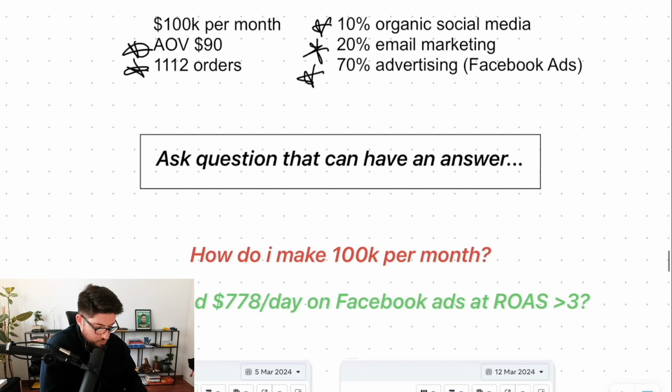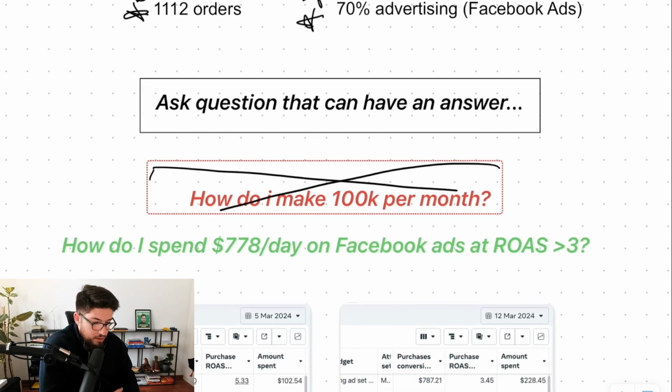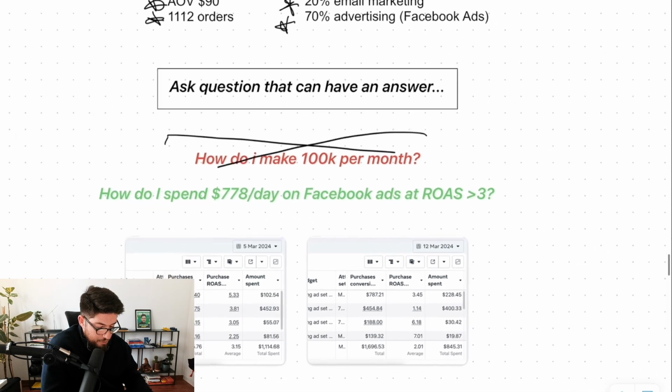And now you have to ask quality questions. Ask a question that can have an answer. Do not say, how do I make 100K per month? Because if you ask this question, what type of answer should anyone give you? It's not actionable. So we have to break it down to this level. How do I spend $778 per day on Facebook ads at a ROAS higher than 3? Where do these numbers come from?